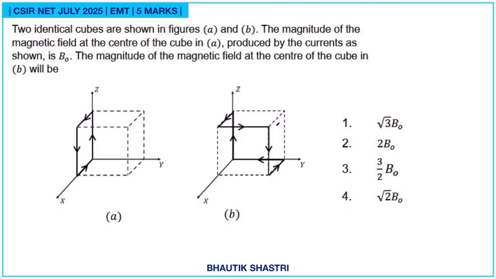Two identical cubes are shown in figure A and B. The magnitude of magnetic field at the center of the cube in A produced by the currents as shown is B naught. The magnitude of the magnetic field at the center of the cube in B will be.